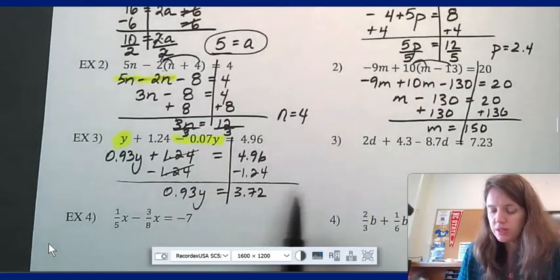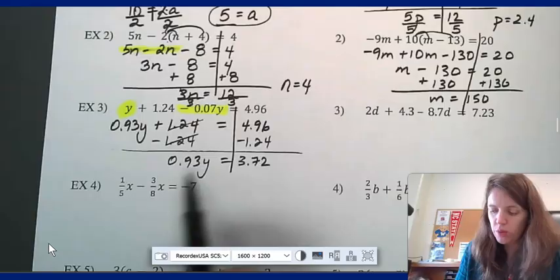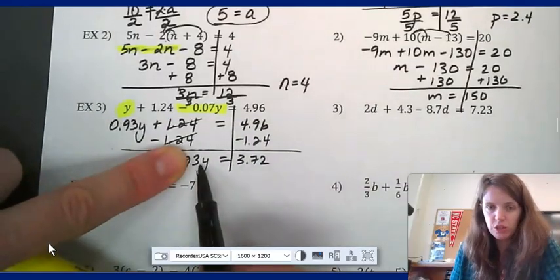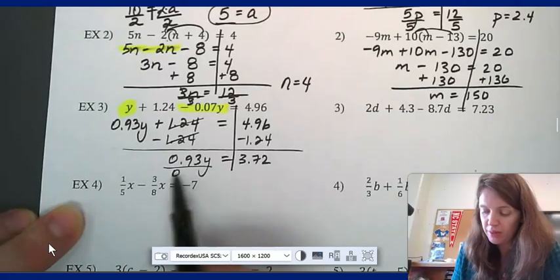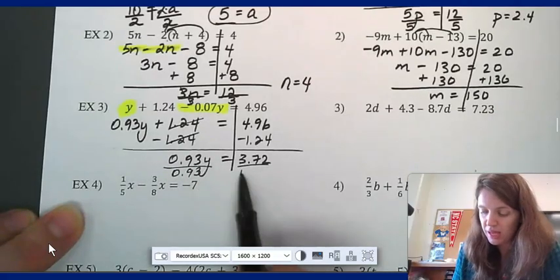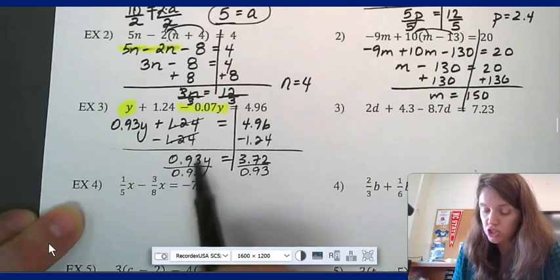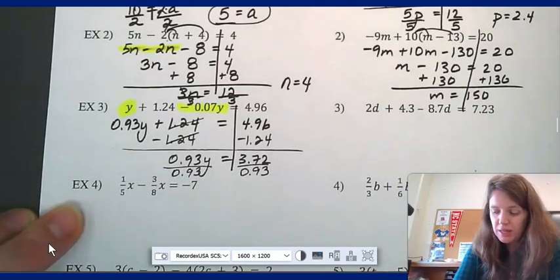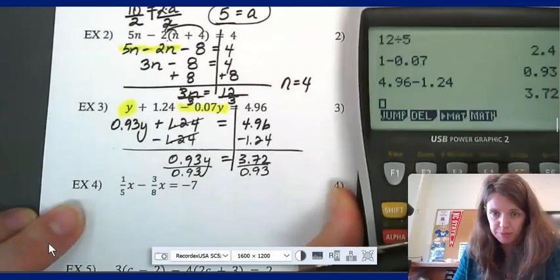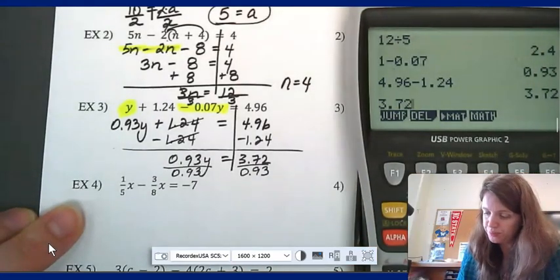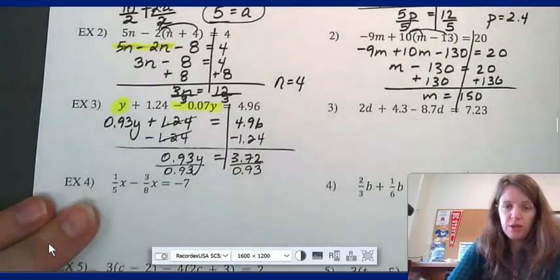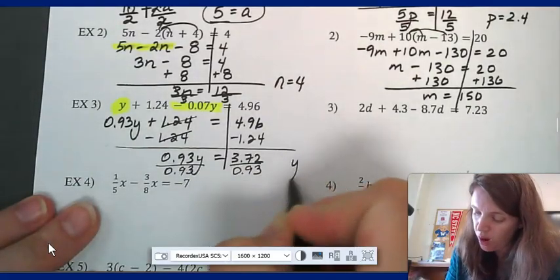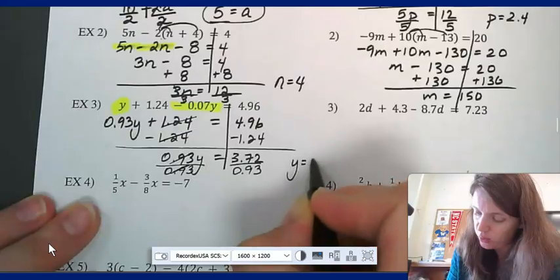Now here some people again get stuck because they wonder what to do. If this was just a 3y, you would divide by 3. But since it's not just a 3, it's a 0.93, we're going to divide by 0.93. It's still the same opposite operation. I'm multiplying by a decimal, but I'm going to divide by that same decimal. So take your 3.72 and divide it by your 0.93, and you should get 4. So 0.93 goes into that 4 times. So we know that y, these two canceled, y equals 4.